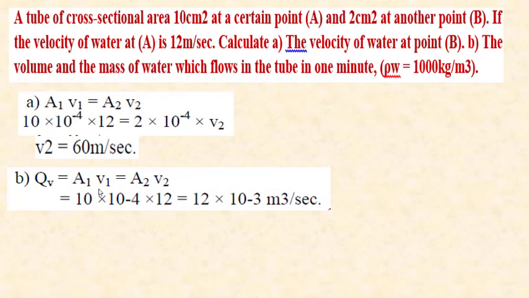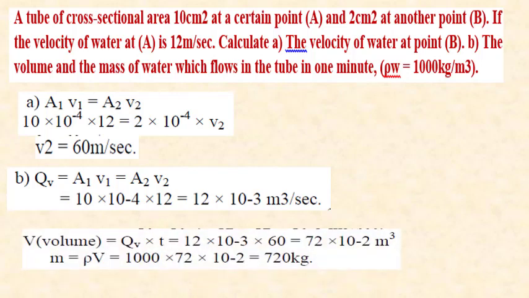QV or volume flow rate equals A1 V1, which equals A2 V2. So it will be 12 times 10 power negative 3 cubic meters per second. Volume equals QV multiplying T, it will be 72 times 10 power negative 2. Mass equals rho times V, knowing the volume and given the density 1000 multiplying 72 times 10 power negative 2, the result will be 720 kilograms.